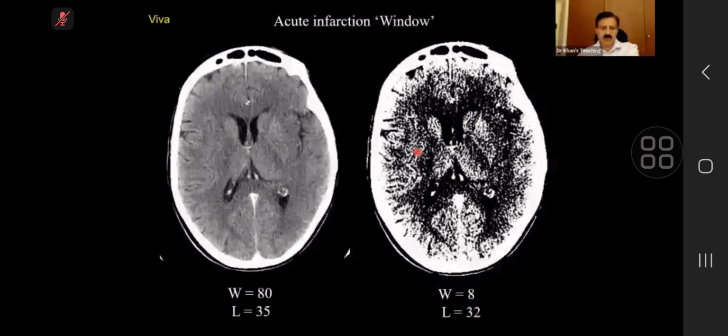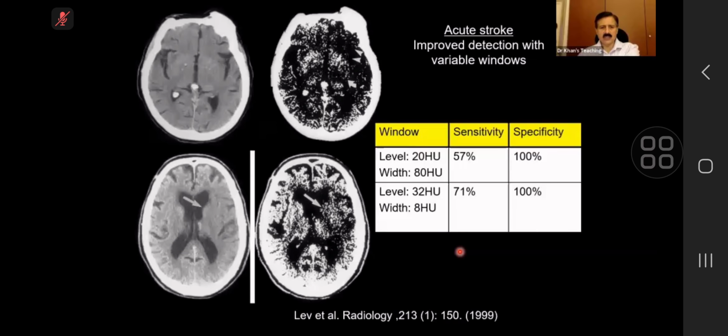So this window is very good to increase your level of confidence. This study tells us that the sensitivity increases from 57 to 71% if you use it. So in your clinical practice, first of all, you have to develop your eyes to use it, and then use it in your exam. You can ask the examiner that I would like to confirm it on an acute infarction window if it is a subtle finding.